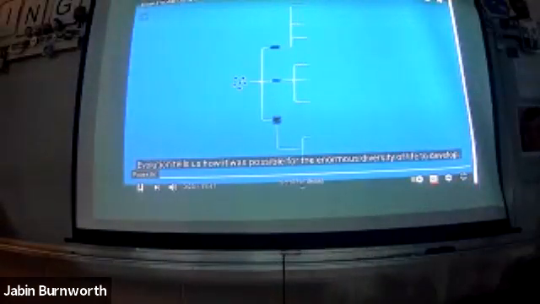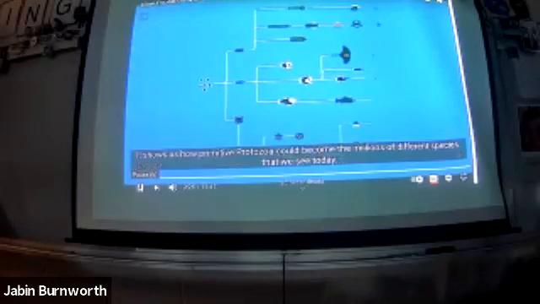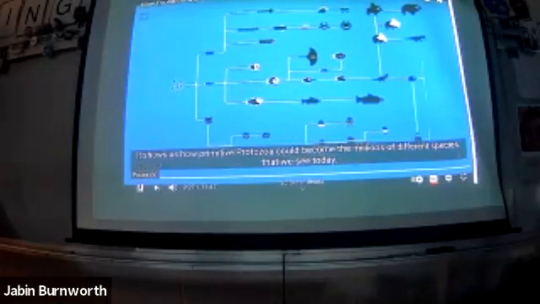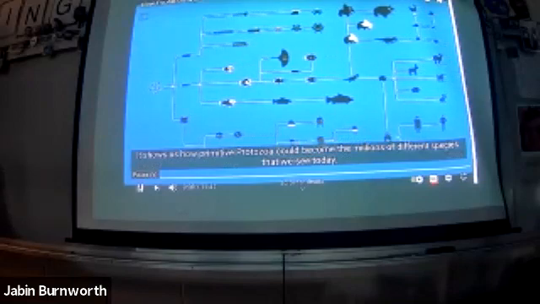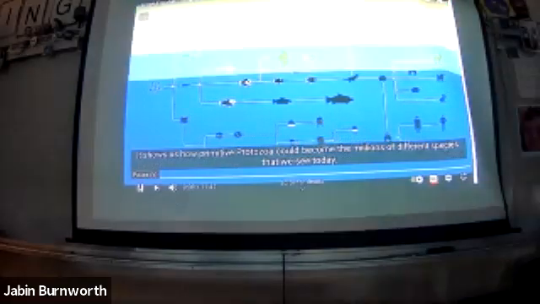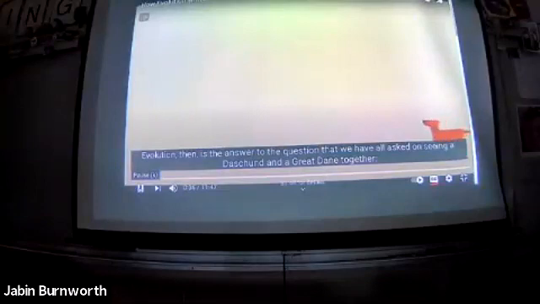Evolution tells us how it was possible for the enormous diversity of life to develop. It shows us how primitive protozoa could become the millions of different species that we see today. Evolution, then, is the answer to the question that we have all asked on seeing a dachshund and a Great Dane together.